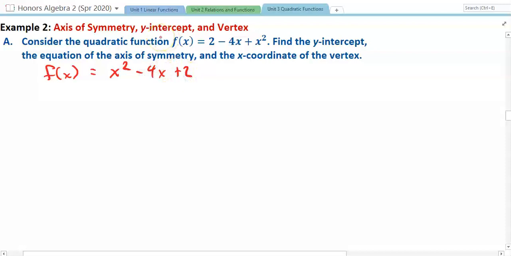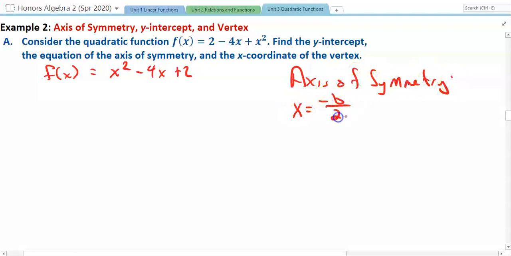And so if I'm trying to find these different pieces, a formula that we need to know is that the axis of symmetry in standard form is found when x is equal to the opposite of b over 2a. Now, if you remember from Algebra 1, the quadratic formula, this is part of the quadratic formula. And we'll talk more about that as we get to section 6 and do that again. But the axis of symmetry is found in this formula.